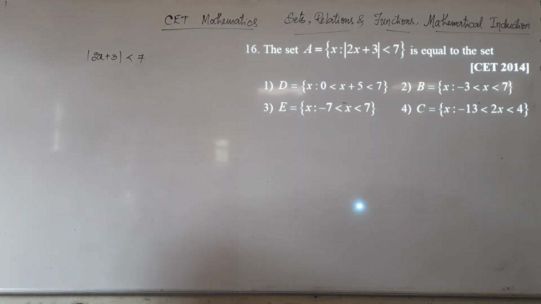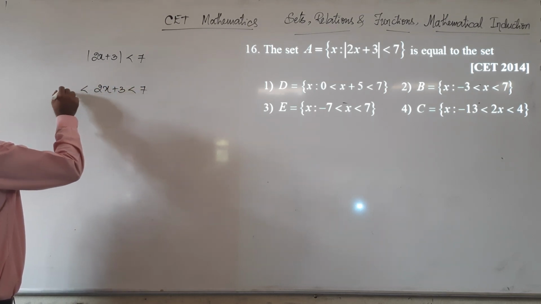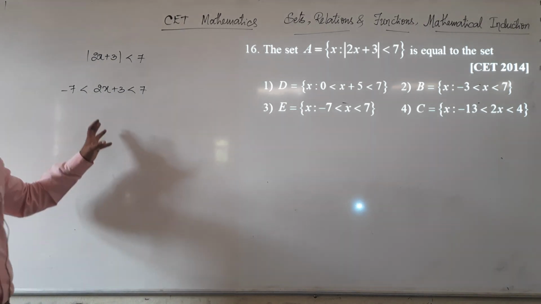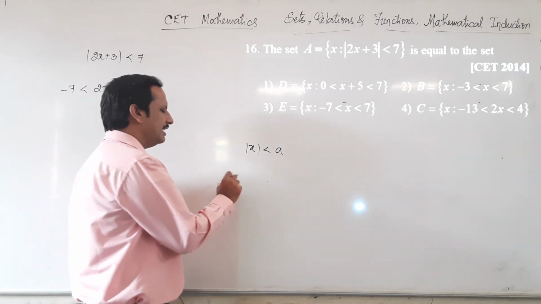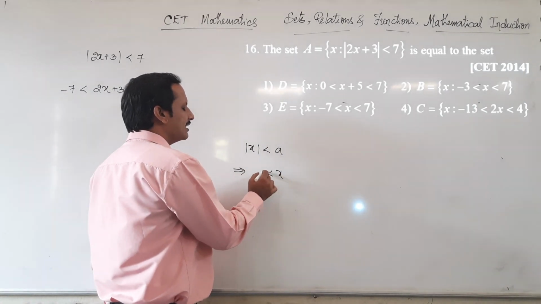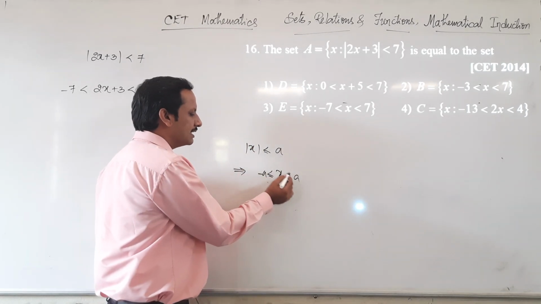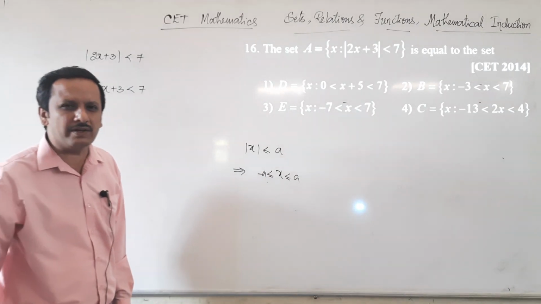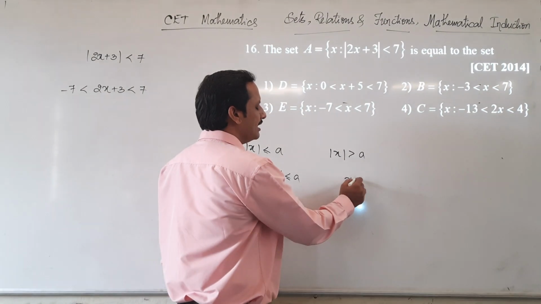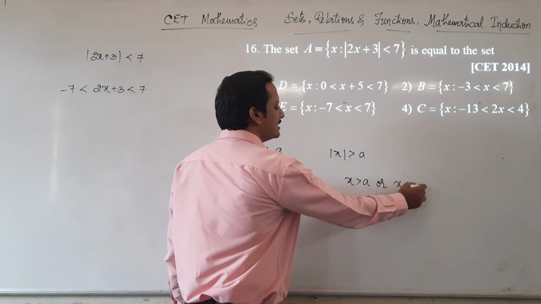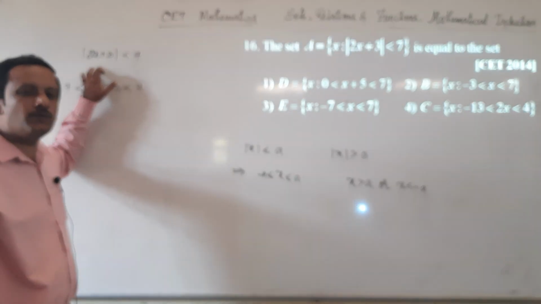Mod 2x plus 3 is less than 7 means 2x plus 3 is less than 7, but it is greater than minus 7. Whenever you see mod x less than a, this implies that x is greater than minus a, less than a. If you see mod x less than or equal to a, then x is greater than or equal to minus a, but less than or equal to a. And if you see mod x is greater than a, its meaning is either x is greater than a or x is less than minus a. So, remember this point.